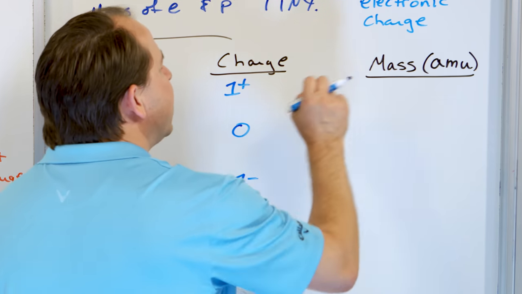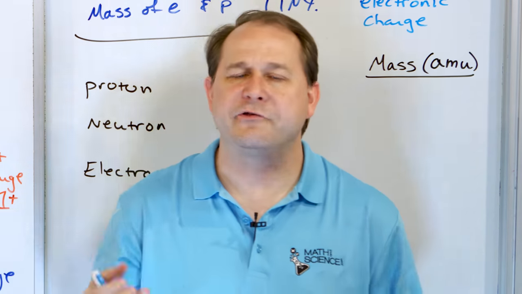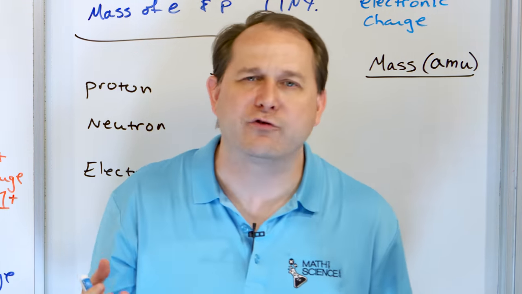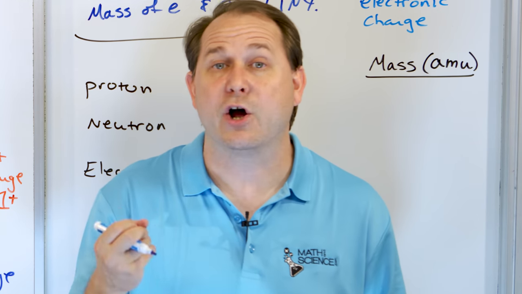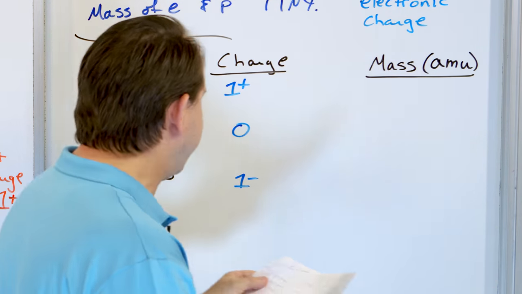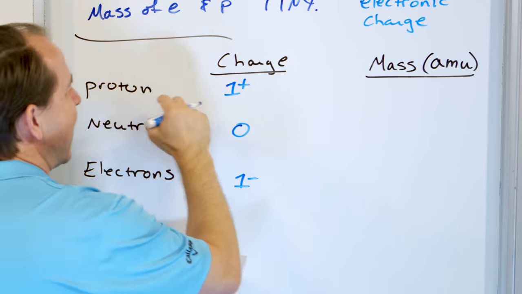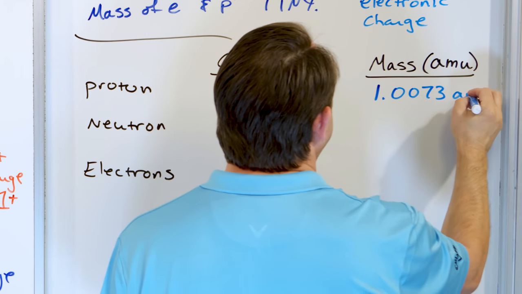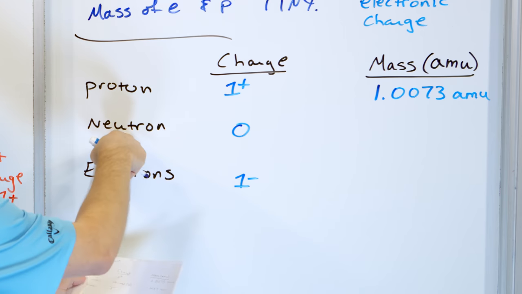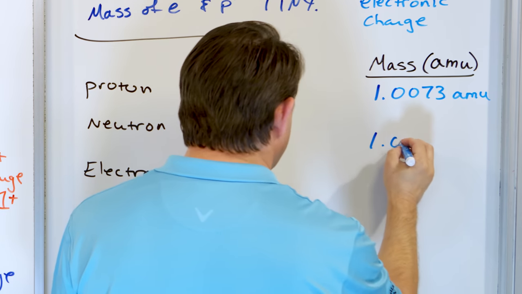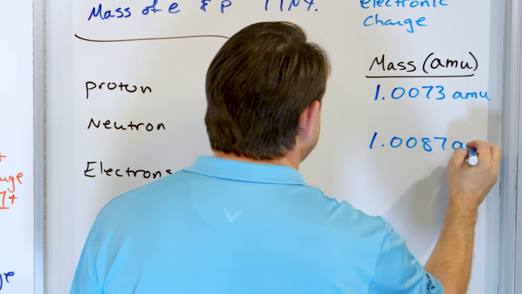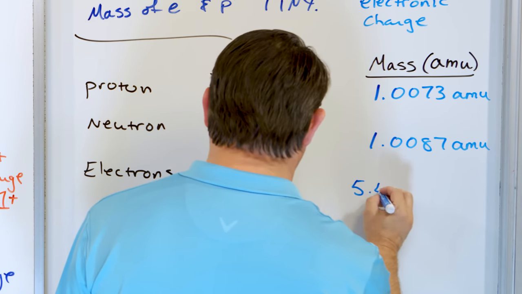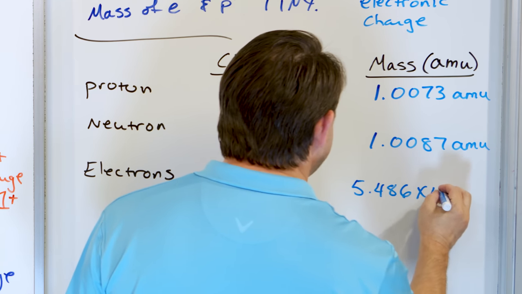And then we have their mass. Now again, their mass you can measure in grams, but because we're talking about atoms and we're writing incredibly small numbers, we define something called atomic mass unit. I'm going to write these numbers down. The mass of a proton in atomic mass units is 1.0073 AMU. I'm going to talk about these numbers in a second. The mass of the neutron is 1.0087 atomic mass units. And the mass of the electron is, wait for it, 5.486 times 10 to the minus 4 AMU.